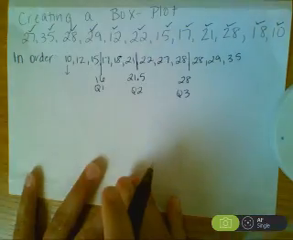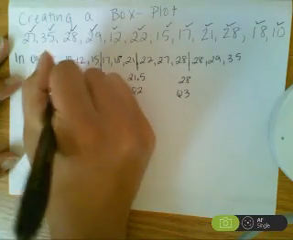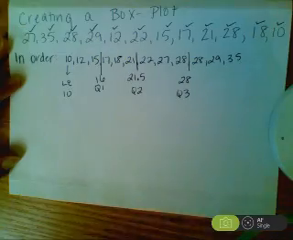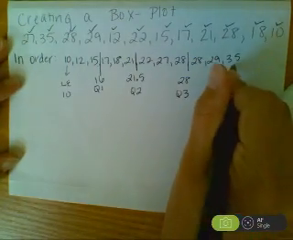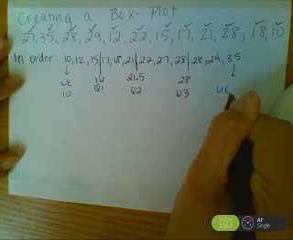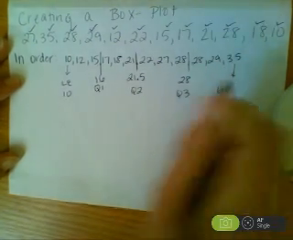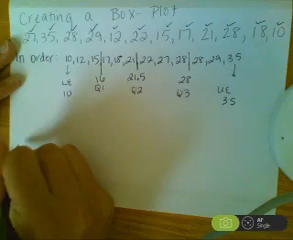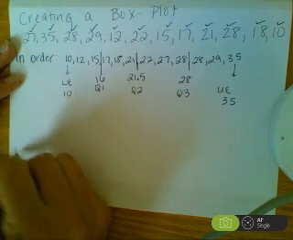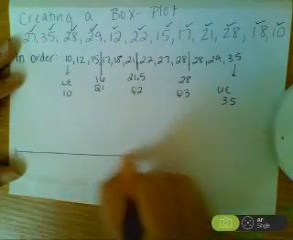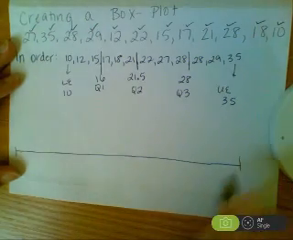I also need to write down my lower extreme and upper extreme. My lower extreme is 10, that is my smallest value. My upper extreme is 35 because that is my biggest value. Now I'm ready to start my box and whisker plot. You're going to create a number line starting with your smallest value and going to your biggest value.